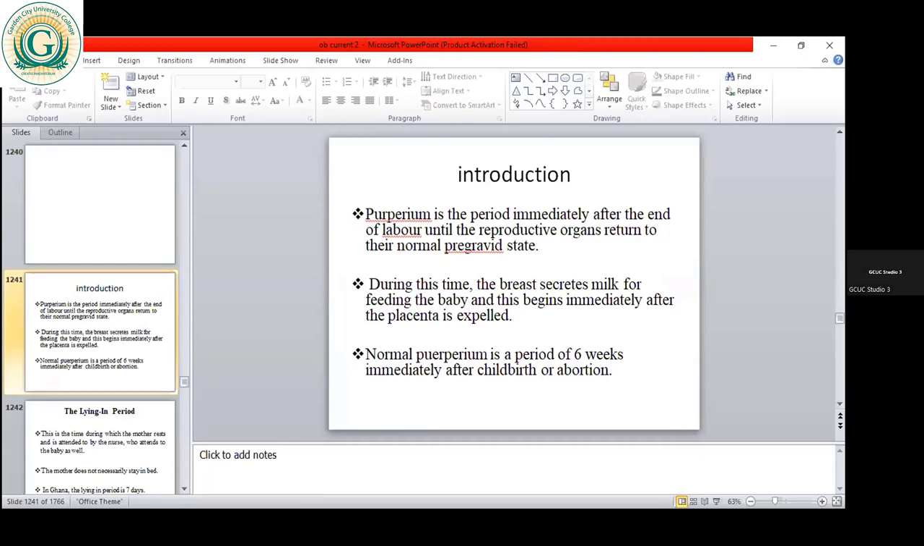So what we say is normal puerperium runs from the day the baby is delivered until 6 weeks after that. From the first day to 6 weeks, all that period is called puerperium. And it's a period in which so many things can happen to the woman, so we need to know it.